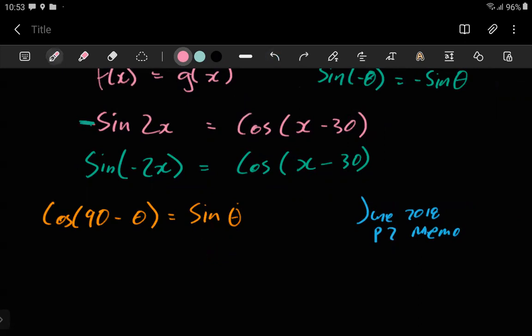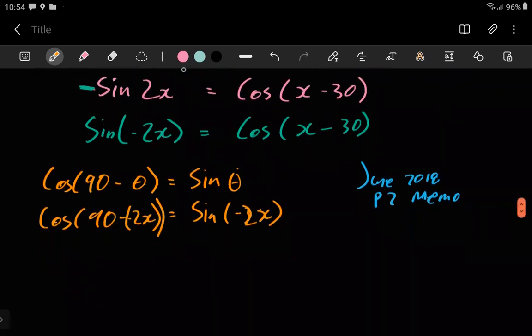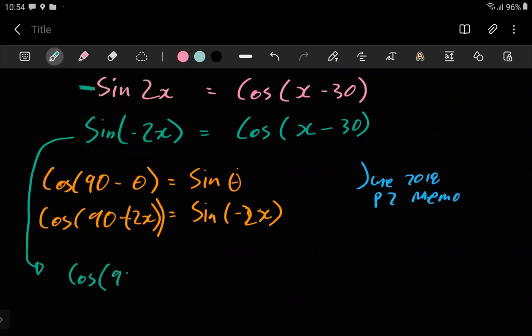Let me just keep it in orange. I always change color too much. So we have sine with a negative 2x here. It's going to be the same as cos of 90 minus the negative 2x. Meaning what we have here, let's just put arrows, we can just change it to cos of 90 minus the angle. It is equal to cos of x minus 30.